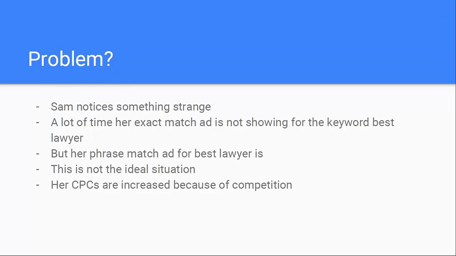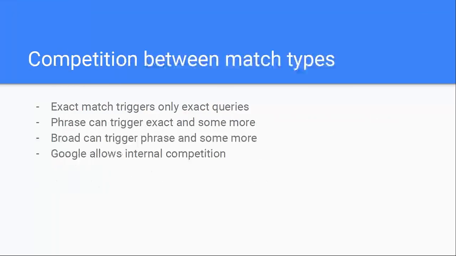She might have a different bid for exact and a different bid for phrase. So why is phrase coming into the picture where she has an exact match keyword defined, a separate ad group for it, and a different ad defined for it? This is called internal competition, and it can arise because of a lot of factors. What we will first discuss is the competition between match types.